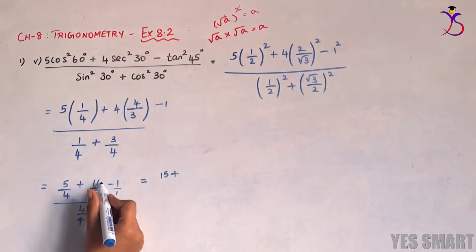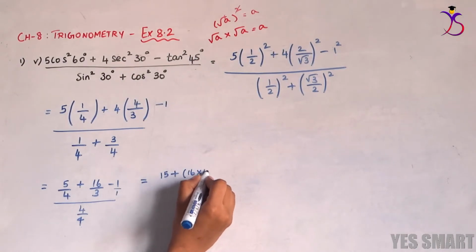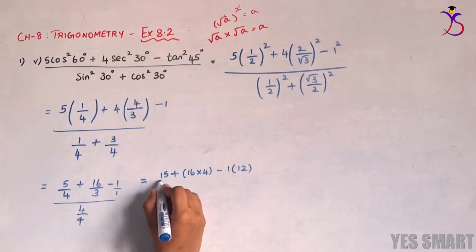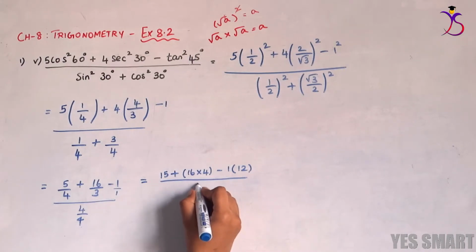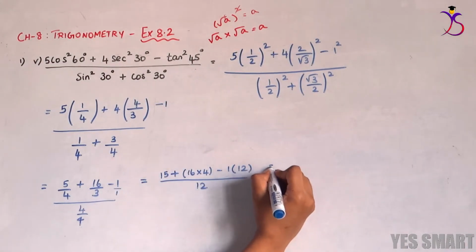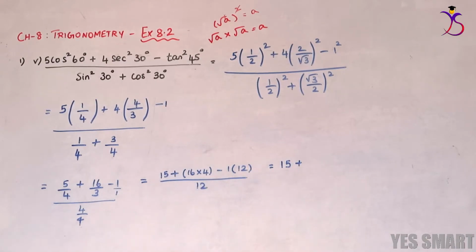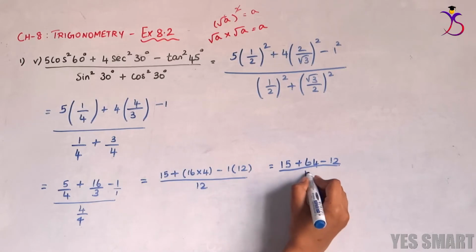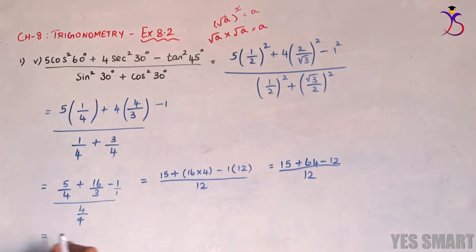The LCM is 12, therefore the first fraction should be multiplied by 3 and the second fraction should be multiplied by 4 and the third fraction should be multiplied by 12. Therefore 5 3s are 15 plus 16 into 4 minus 1 into 12 divided by 12. I am not writing 4 by 4 since it is cancelled and we will get 1. There is no use of writing divided by 1. Now solving these terms, 15 plus 16 into 4 gives 64 minus 1 into 12 is 12 divided by 12. On solving the numerator, 15 plus 64 minus 12 gives us 67 divided by 12. So this is the final answer for this sum.